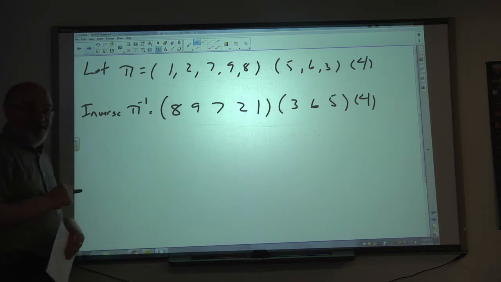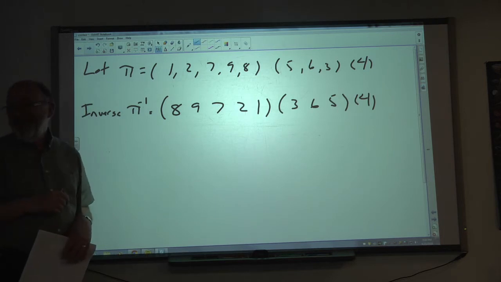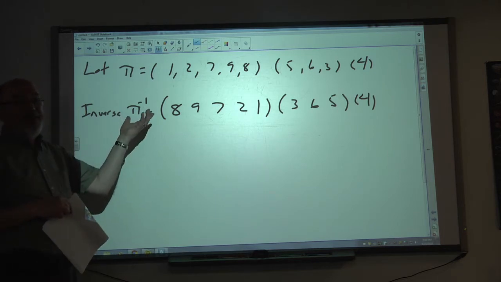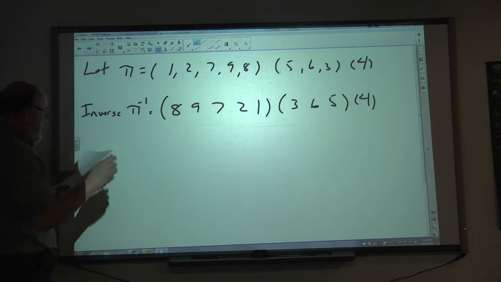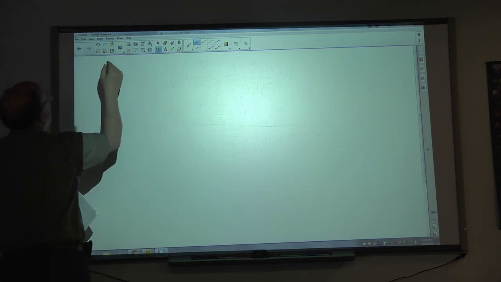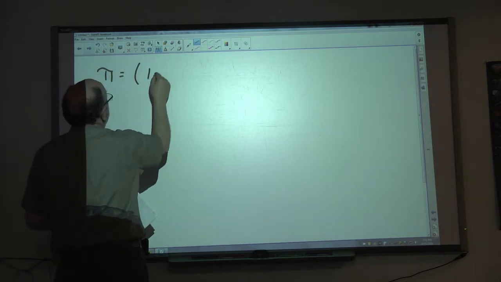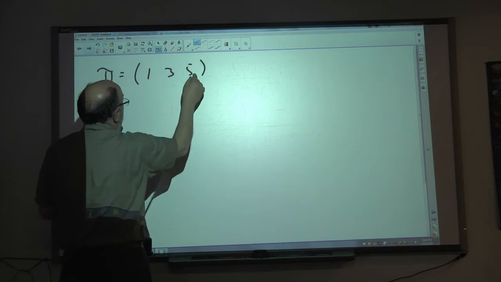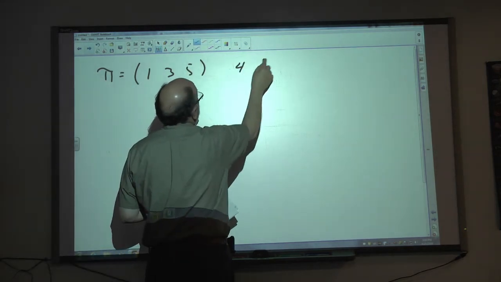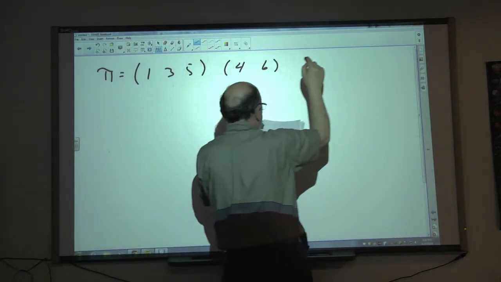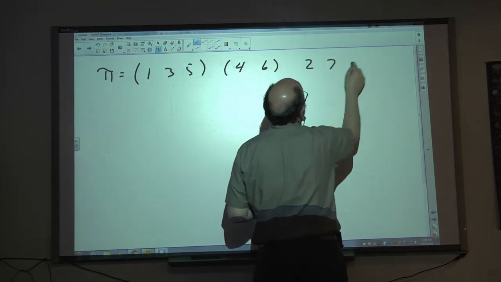Now comes the fun one. Let's say we got this. Let's say again I have pi, which is now going to be given by the cycle 1, 3, 5, 4, 6, 2, 7, 8, 9.